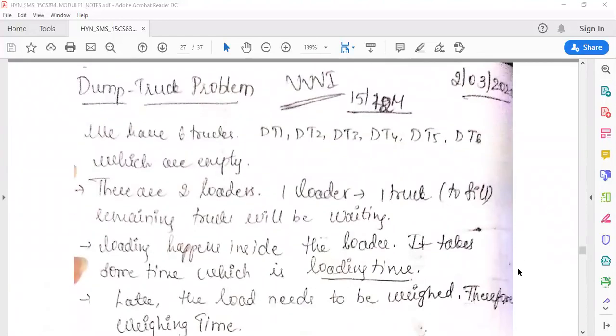The next topic is dump truck problem, right? So the concept of dump truck problem is very simple and it is very, very important. Sometimes they will ask you to explain dump truck problem, right? So if at all they ask you to explain dump truck problem, you have to explain like this, right?